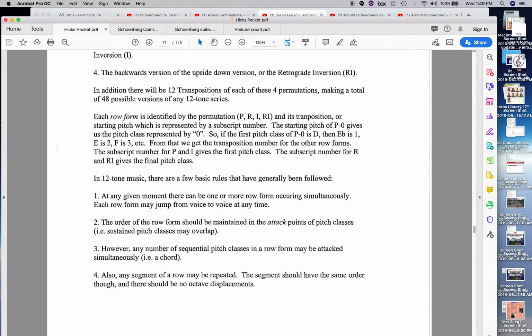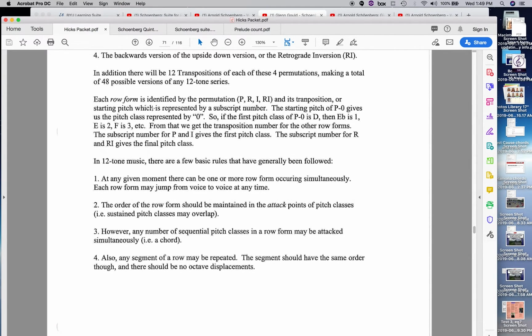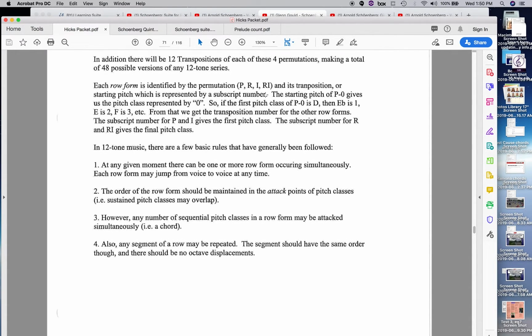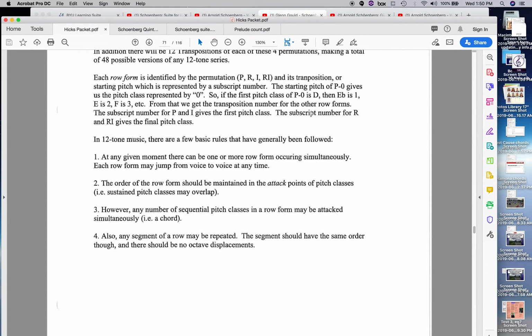In addition, there will be 12 transpositions of each of these permutations, making a total of 48 possible versions of any 12-tone series. Each row form is identified by the permutation, P, R, I, or RI, and its transposition or starting pitch, which is represented by a subscript number. The starting pitch of P0 gives us the pitch class represented by 0, which can be any of the 12 pitch classes. So if the first pitch class is D, P0 is D, then E flat is 1, E is 2, etc. From that, we get the transposition numbers for the other row forms.